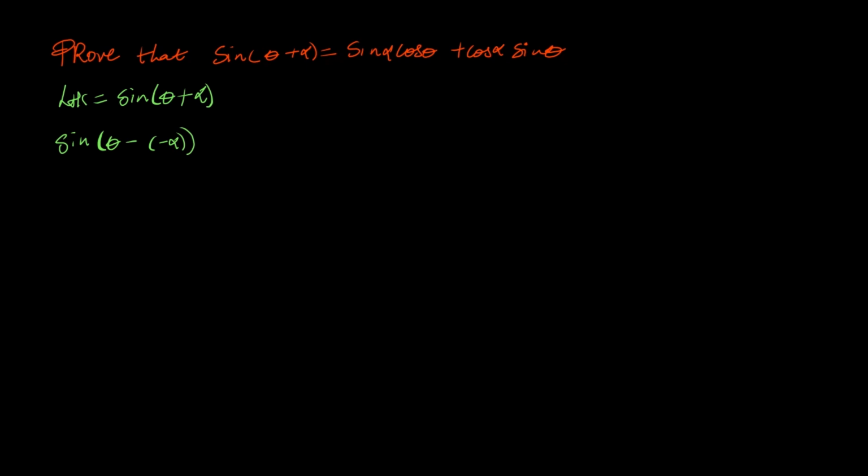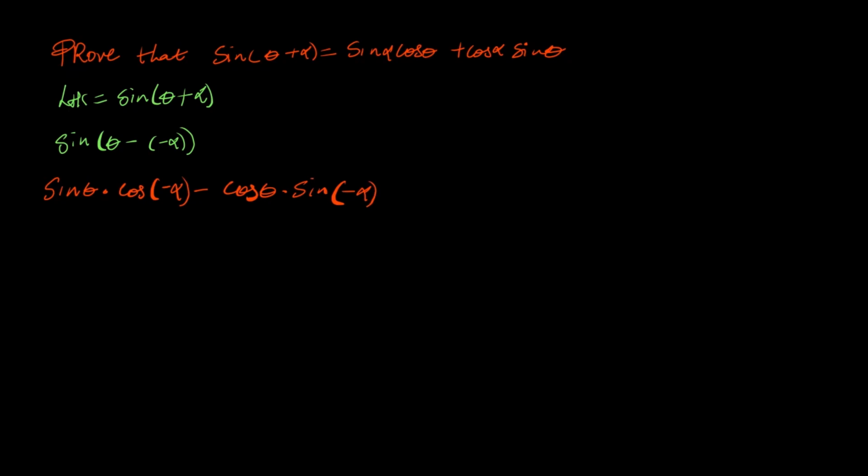So this will just be sine theta multiplied by cos into negative alpha, but because it's negative and we are dealing with sine, it will still be negative. You subtract cos theta multiplied by sine into negative alpha. This is how it's done.